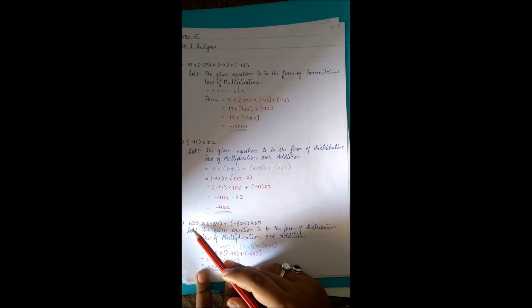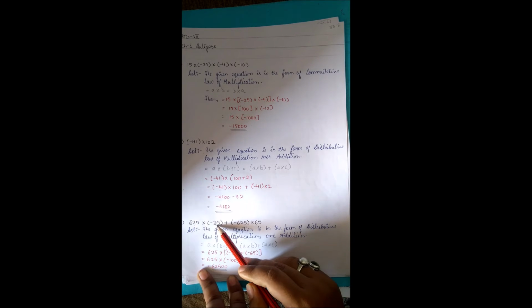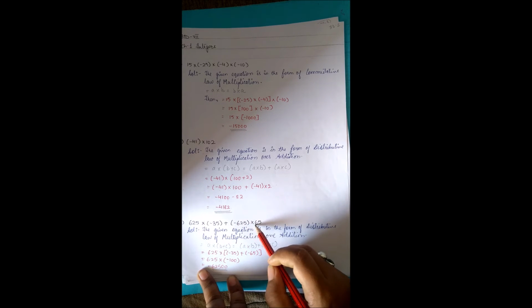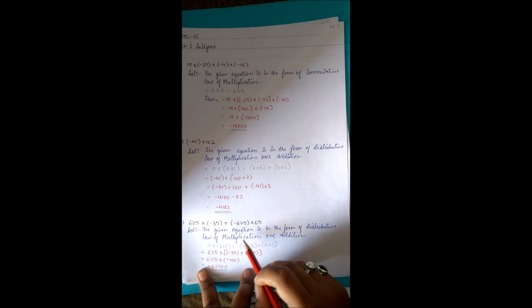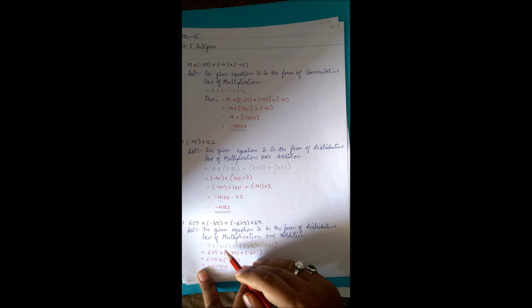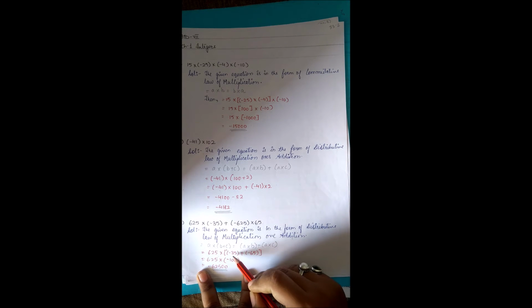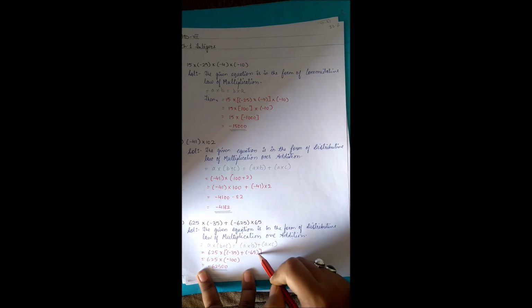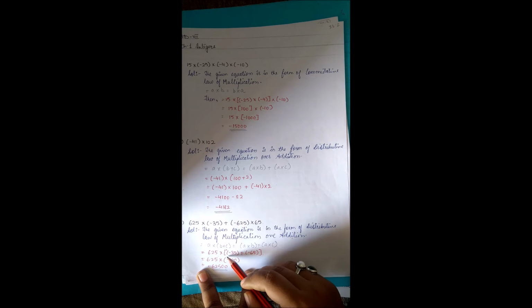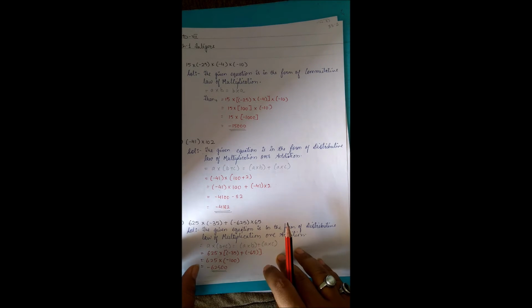Next is 625 into minus 35 plus minus 625 into 65. Now here it is in the form of distributive law of multiplication over addition. So 625 we will take common, and minus 35 plus minus 65. So we will solve this first. Minus 35 plus minus 65, so plus minus will become minus. So it is minus 100. Now 625 into minus 100, that is minus 62,500.